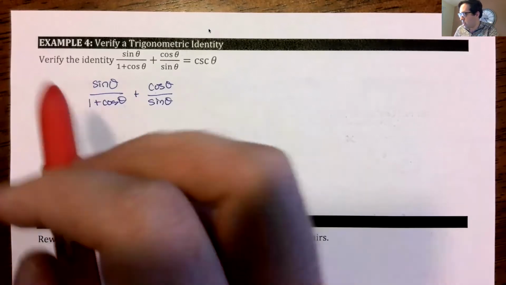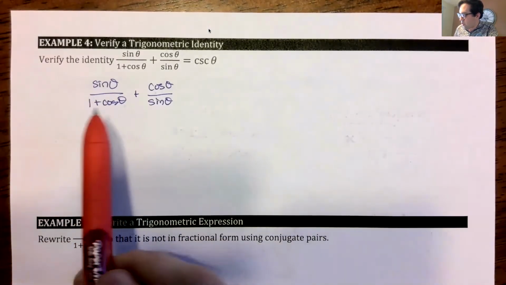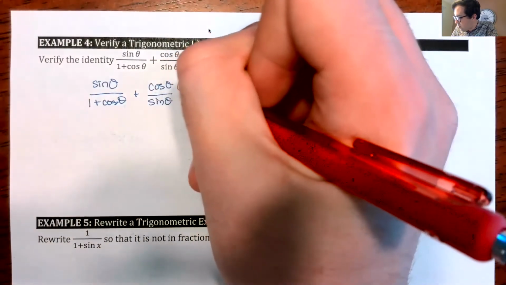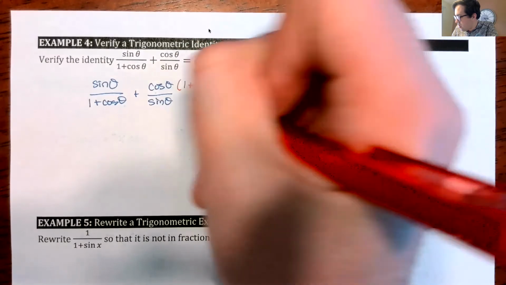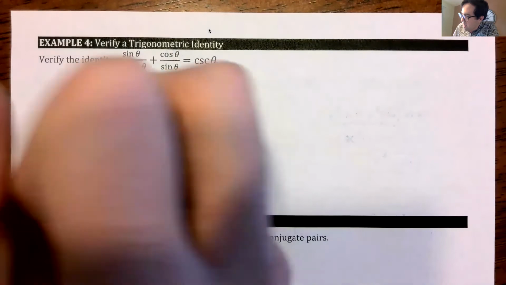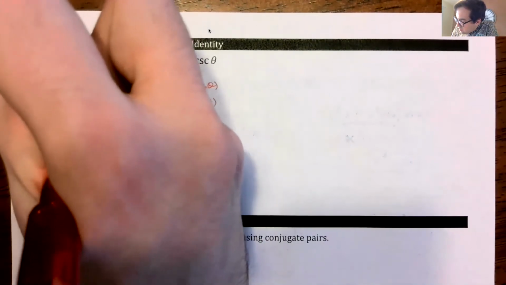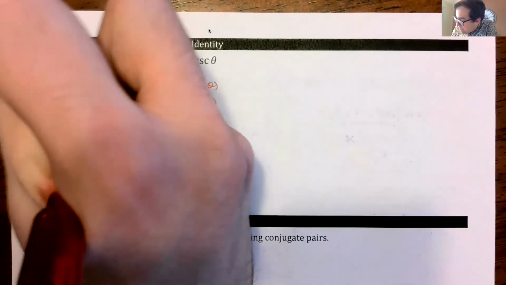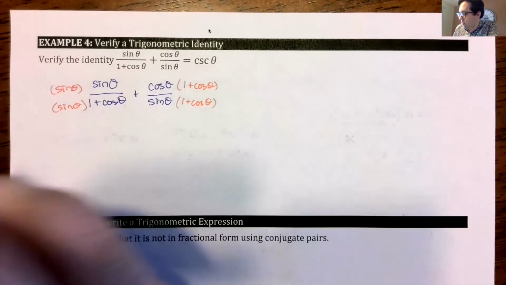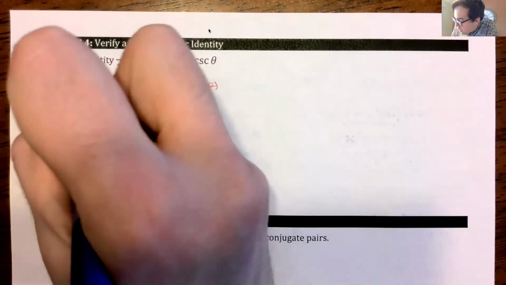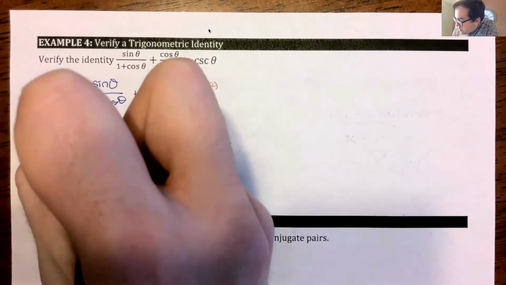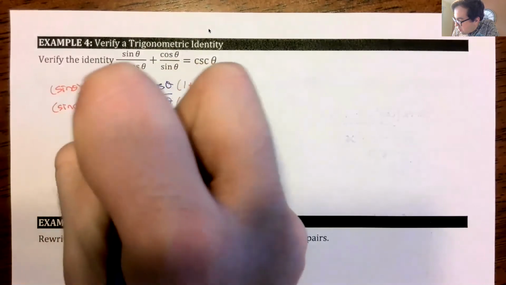So what we're going to do here is my 2 different denominators are 1 plus cosine and sine. So I'm going to multiply this fraction by 1 plus cosine theta over 1 plus cosine theta. I'm going to multiply this fraction by sine over sine. And I'm going to leave the denominator factored and multiply the numerators. So sine times sine is sine squared over sine of theta times 1 plus cosine theta.